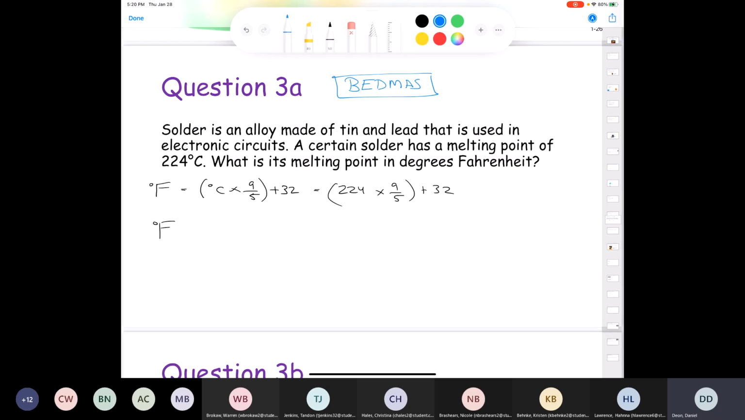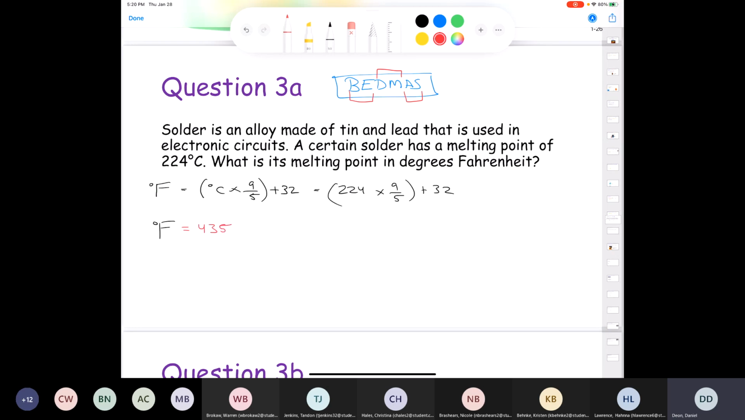It means brackets and exponents first, right? Then division and multiplication, and addition and subtraction. So that means you're going to punch this in your calculator first, then add 32 to it. If we take 224, multiply by 9, divide by 5, we get 403.2, and then we add 32 to it, and we end up with 435 degrees Fahrenheit.